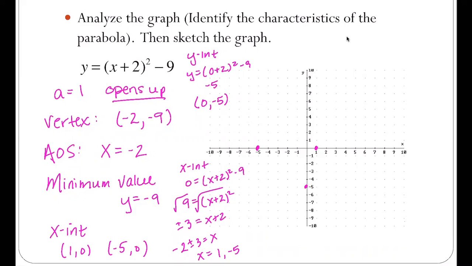We have a vertex of -2, -9. And then we can draw our quadratic or our parabola. We would have something that looks like that. Sometimes you will see at x equals -2, they will draw a dotted line there because that is your axis of symmetry.